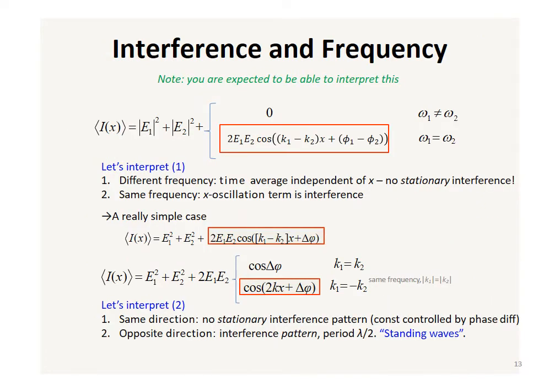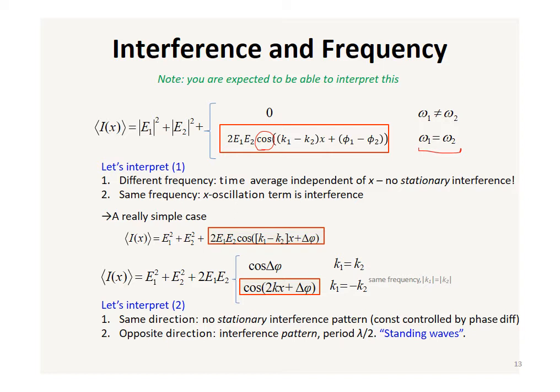So we have the situation where only if the frequencies of those two interfering waves are the same will we see a cosine oscillation or a pattern in the intensity that we see. If the frequencies are different, then we can't see a pattern.